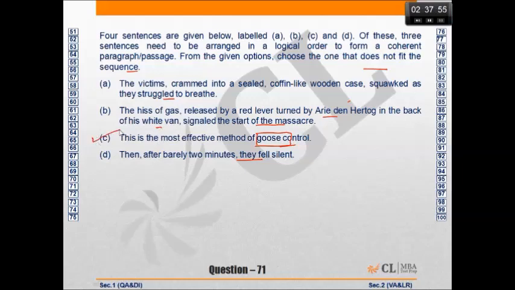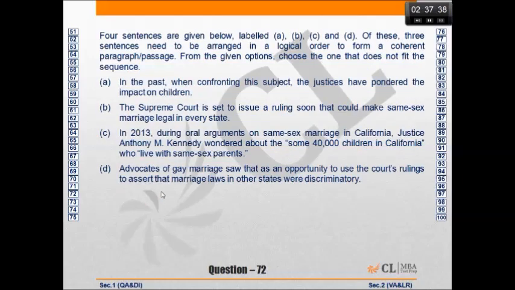Yeah, choice C should be the one which is incorrect. This does not make sense at all. Let me just quickly check. The victims crammed in sealed coffin-like cases struggle to breathe. So A, D is definitely on, and B, yeah, it should be B, A, D. The correct answer is choice C. Okay, 72. Another question of odd statement.